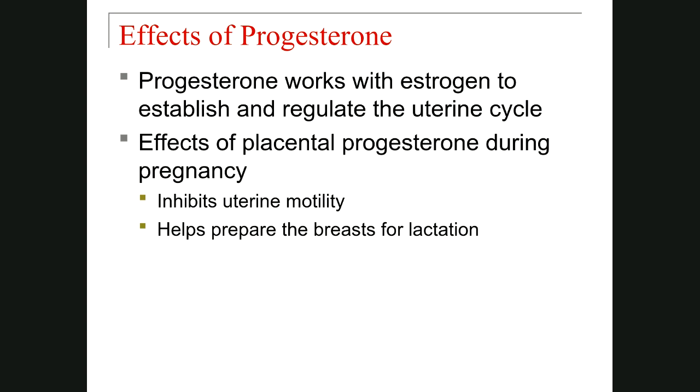And progesterone works with estrogen to establish and regulate the uterine cycle. It affects the placenta, with placental progesterone during pregnancy, inhibits the motility of the uterus, and also it can help preparation of the breast for lactation.